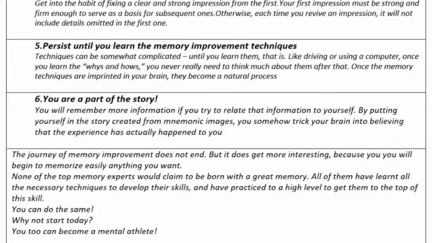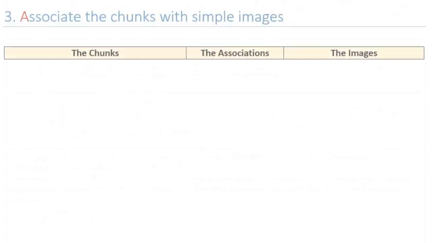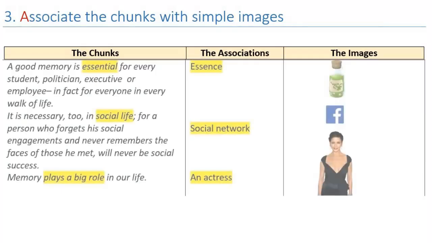So let's move on to the most important step of the SCALM method: the association of these pieces of information with simple and memorable images. This is where the magic happens. In this stage, the abstract information is transformed into pictures by using the memory techniques. The first chunk is the speech introduction, containing 3 ideas.